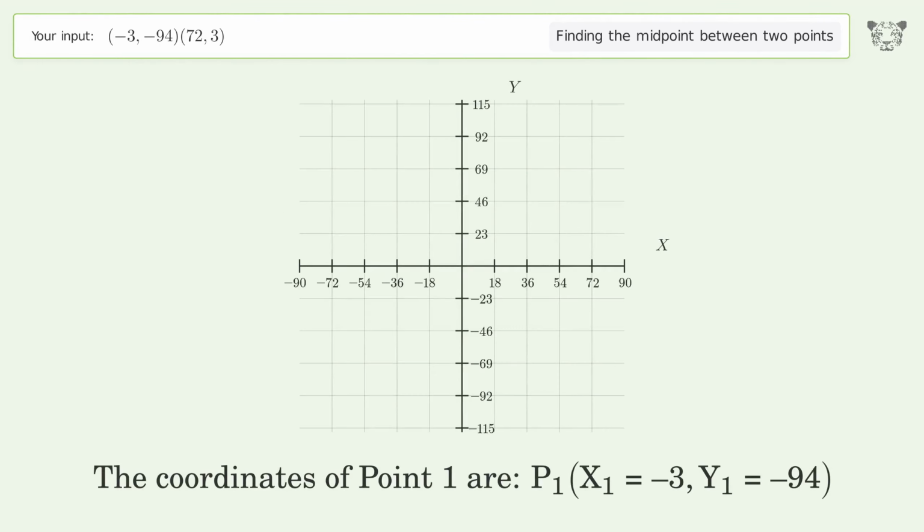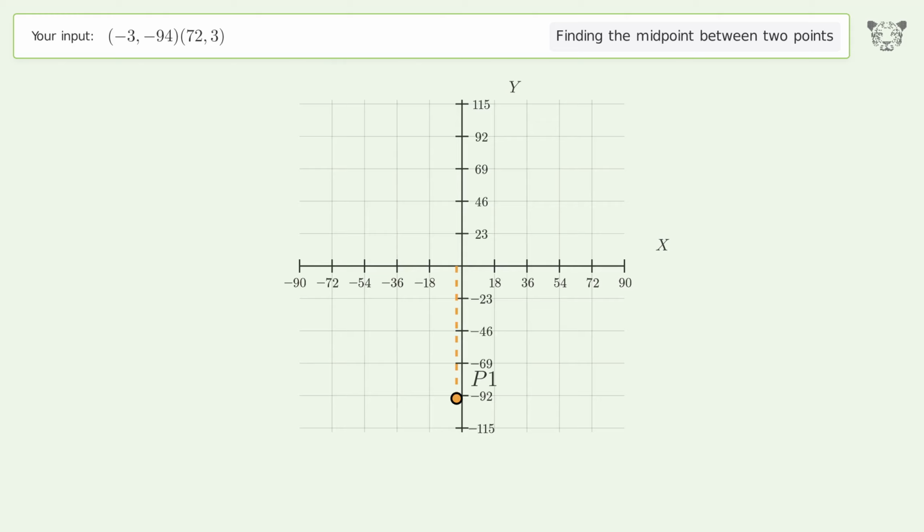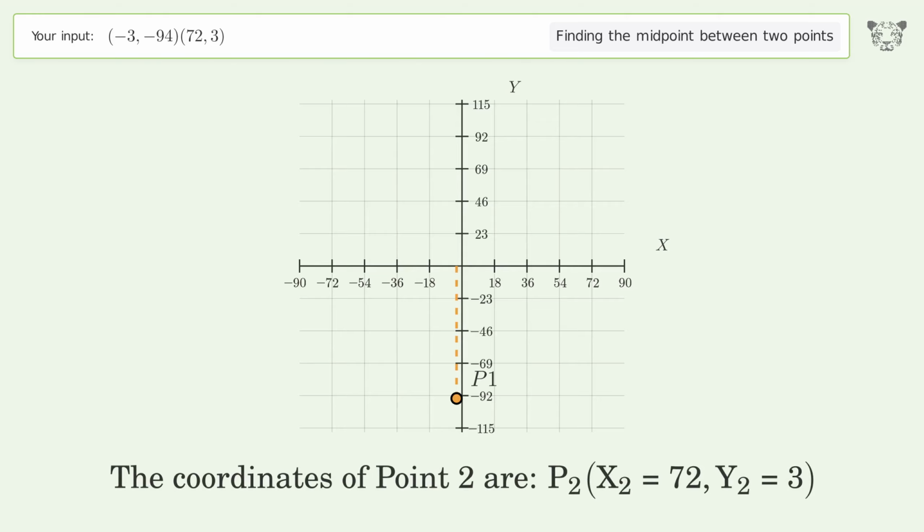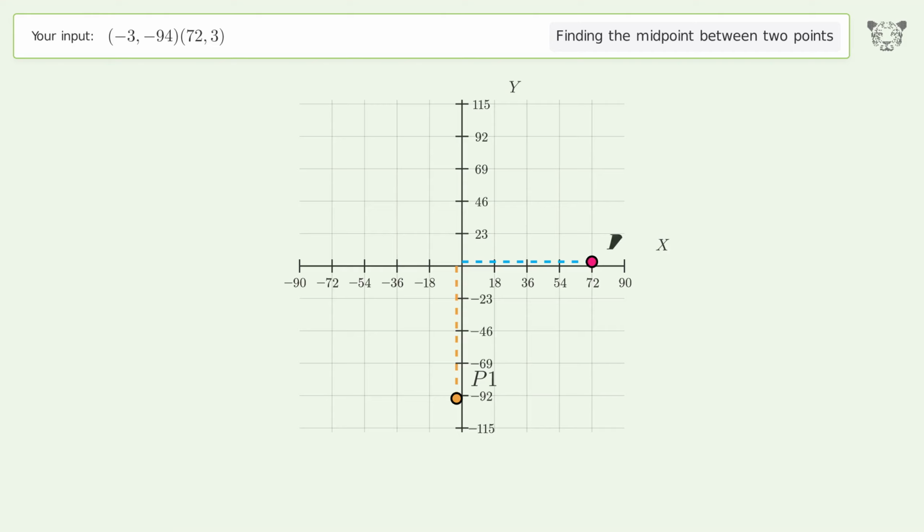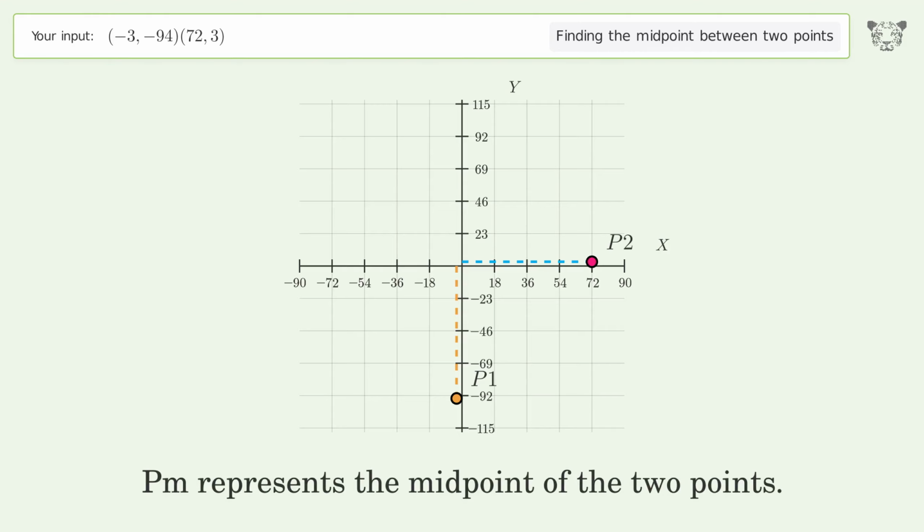The coordinates of point 1 are, x1 equals negative 3, y1 equals negative 94. The coordinates of point 2 are, x2 equals 72, y2 equals 3. PM represents the midpoint of the 2 points.